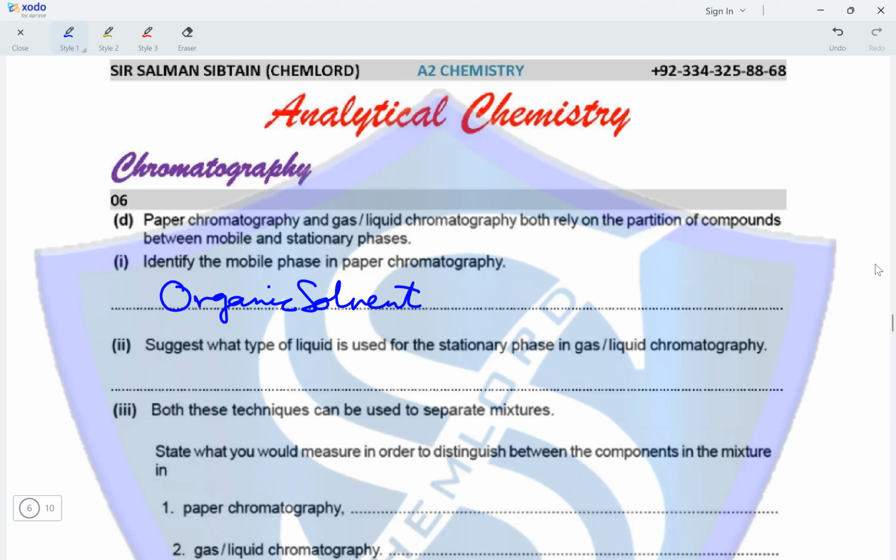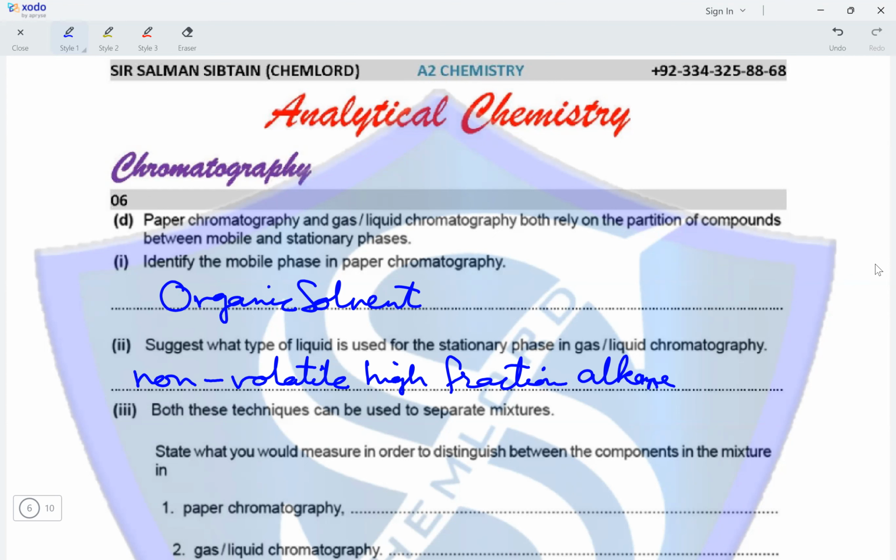Next, suggest what type of liquid is used for the stationary phase in gas liquid chromatography. It has to be a non-volatile liquid that has a high Mr. So we can call it a non-volatile high fraction alkane. So C16 or C17 containing alkanes could be used here. Both these techniques can be used to separate mixtures.